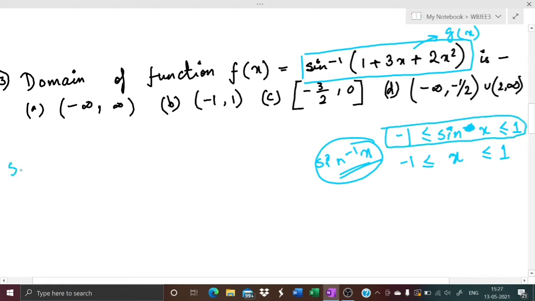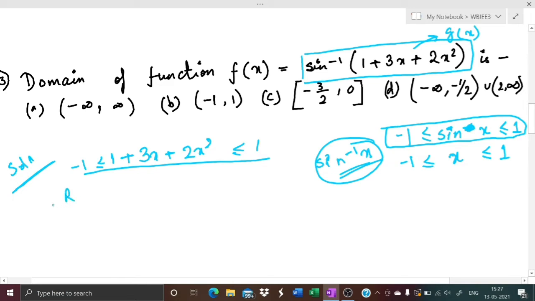Okay, so 1 plus 3x plus 2x square should lie between 1 and -1 for general solution. So I have an inequality here, so I will solve the right hand side first, then I will solve the left hand side. Okay, so first I will do the right hand side. 1 plus 3x plus 2x square is less than or equal to 1. 1 can be cancelled. So if I take x common, then I will get x times 2x plus 3 less than or equal to 0.